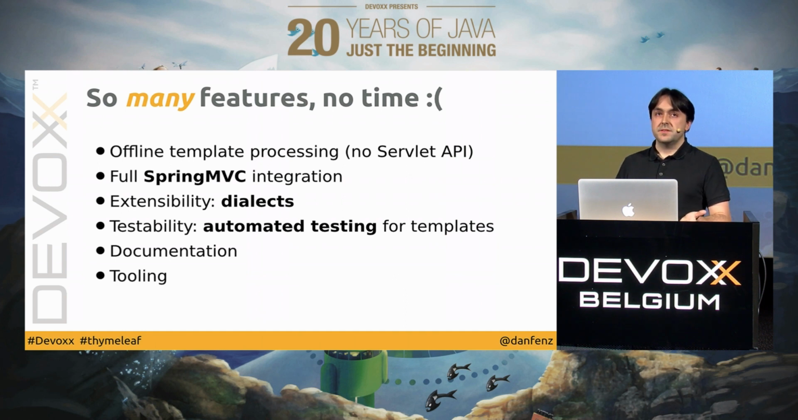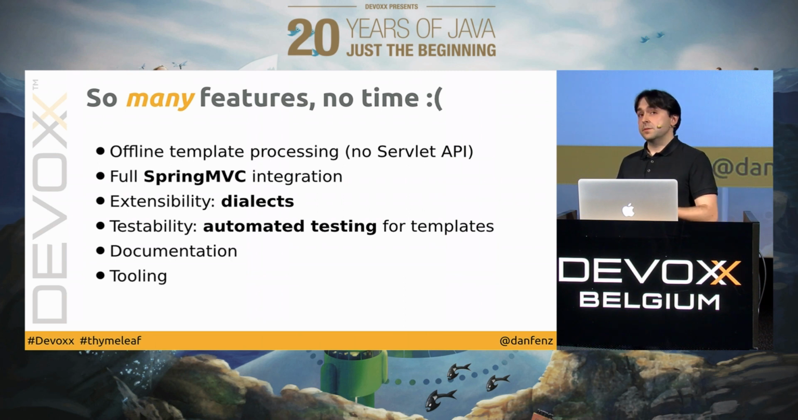It has full Spring MVC integration. It can perform Spring form binding. It can perform Spring message resource outputting by integrating with Spring's internationalization mechanisms. It can call the Spring conversion service. It can use the Spring expression language, which actually it uses, and many other things.